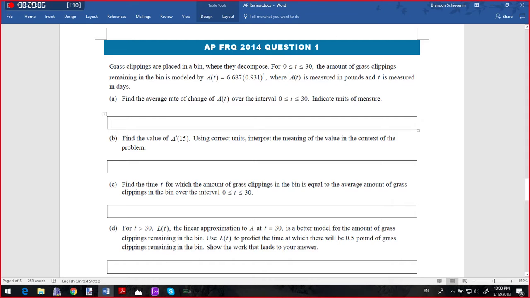Grass clippings are placed in a bin where they decompose. For times 0 to 30, the amount of grass clippings remaining in the bin is modeled by A of t equals 6.687 times 0.931 raised to the t, where A of t is in pounds and t is in days. The first thing they want us to do is figure out the average rate of change of A of t over the interval from 0 to 30, and then give the units of measure.